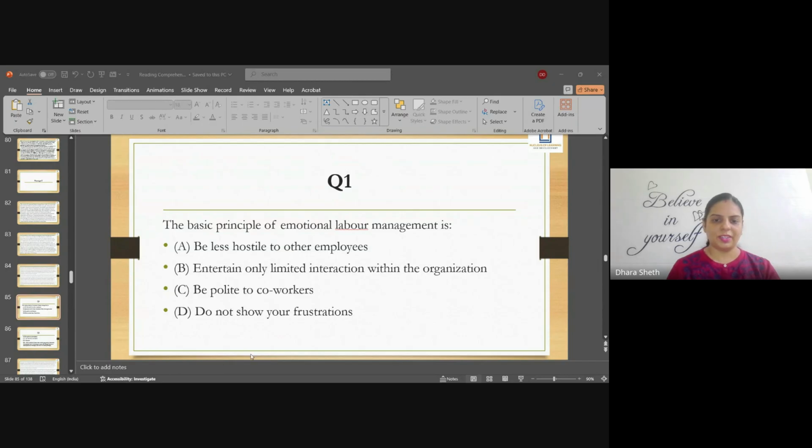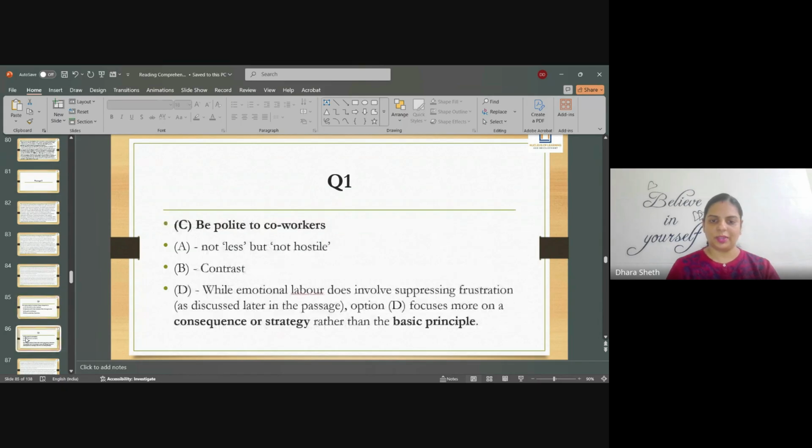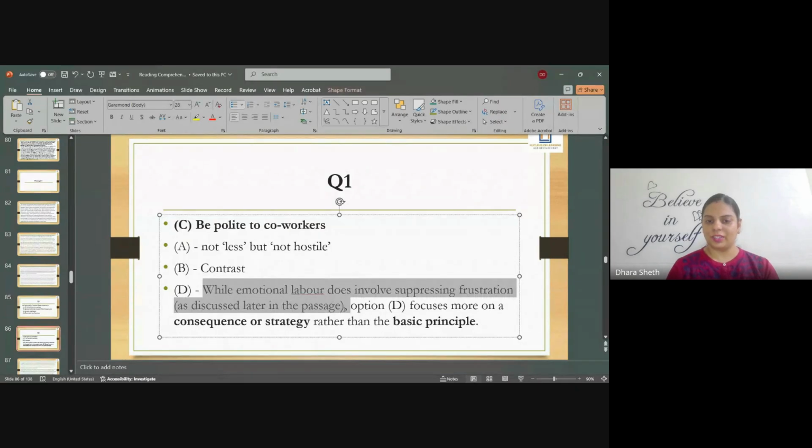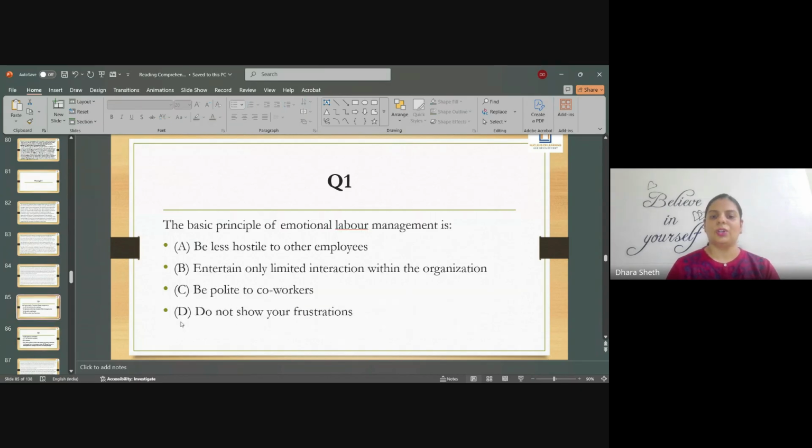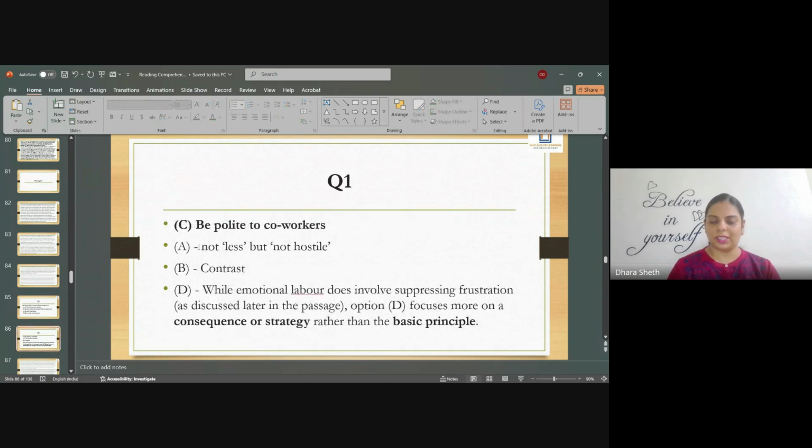So the most favorite answer is C. Okay. Which is the answer? Why not D? While emotional labor does involve suppressing frustration, as discussed later in the passage, option D focuses more on a consequence or strategy rather than the basic principle. And that is why your answer is C. Do not show your frustrations is a strategy. The basic principle is being polite to coworkers.